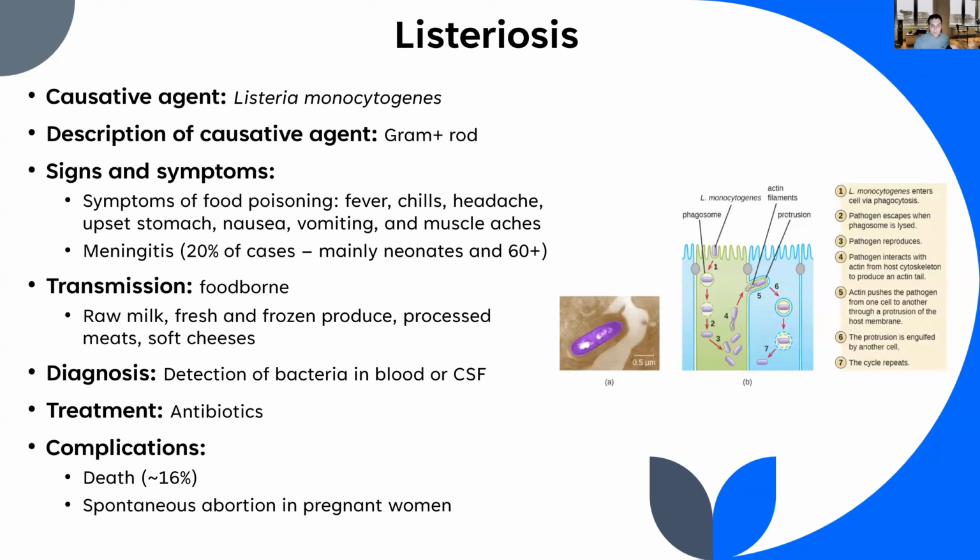So it's typically foodborne. Where are you getting it from? Raw milk. Again, I think in almost every video I've done in this series, I've said, stop consuming raw milk. It's dangerous. And Listeria is one of these bacteria that can be in there. Fresh and frozen produce, so make sure you're washing that. Processed meats tend to harbor this, and soft cheeses are also a source. So again, keep track of those best by, sell by, use by dates to make sure this isn't problematic.